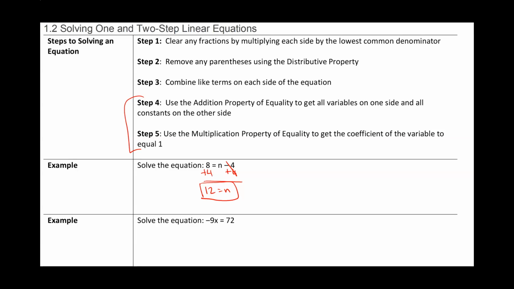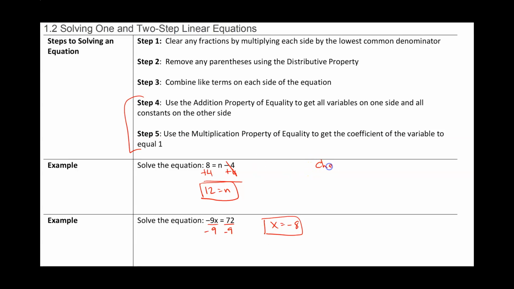Next example, we have negative 9x equals 72. Because we have negative 9 times x, this operation here is multiplication. The opposite of multiplying is dividing. Now, we can't just divide by 9 because we're not multiplying this by 9. We're multiplying by negative 9. So we divide by negative 9. And 72 divided by negative 9 gives you negative 8, which is going to be our answer.